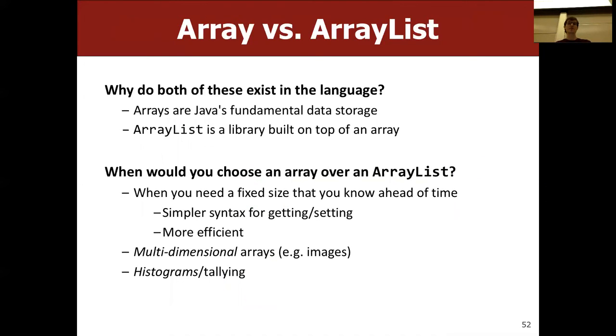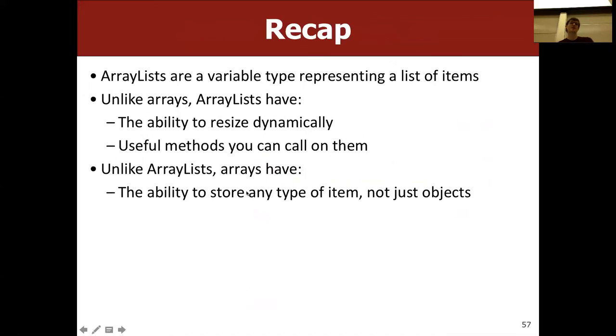All right, as a really quick recap, array lists are just a variable containing a list of items, just like arrays that you're used to. The differences are that array lists are better at resizing dynamically, and they have useful methods like contains, indexOf, remove, all that cool stuff that you can call on them. And arrays can store any item, not just objects. That's the main limitation of array lists, but they're still pretty cool.